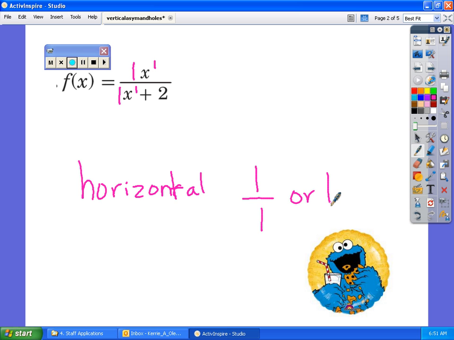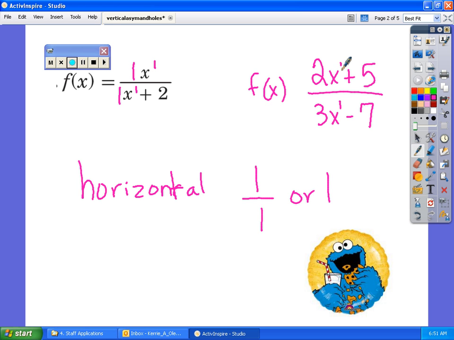Okay, so let's look at one slightly different. Let's say we had 2x plus 5 and 3x minus 7. Again, my power in both of these is 1, so because my power is the same, I'm going to focus on the lead coefficients. So my horizontal asymptote is going to be 2 over 3 or 2/3.